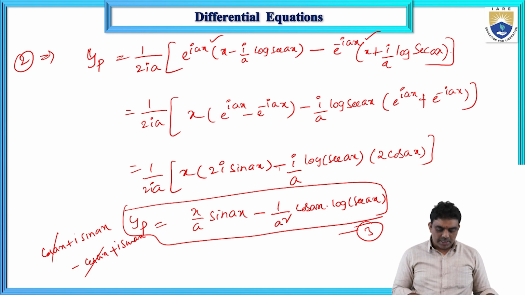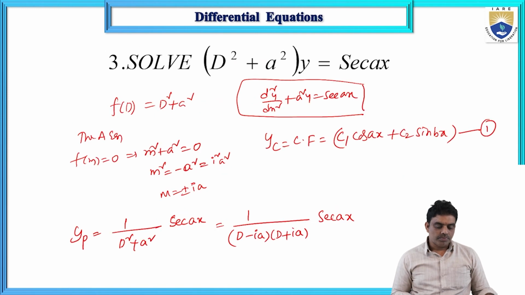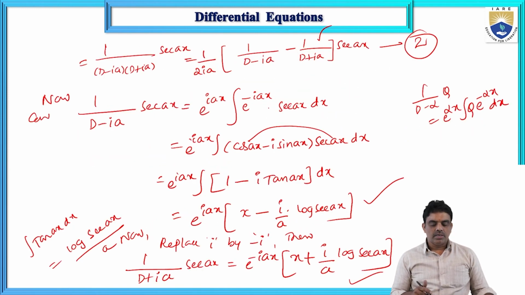So therefore, what will be the complete solution? y is equal to yc plus yp is the complete solution. On adding both, we'll get the required solution of the given differential equation.